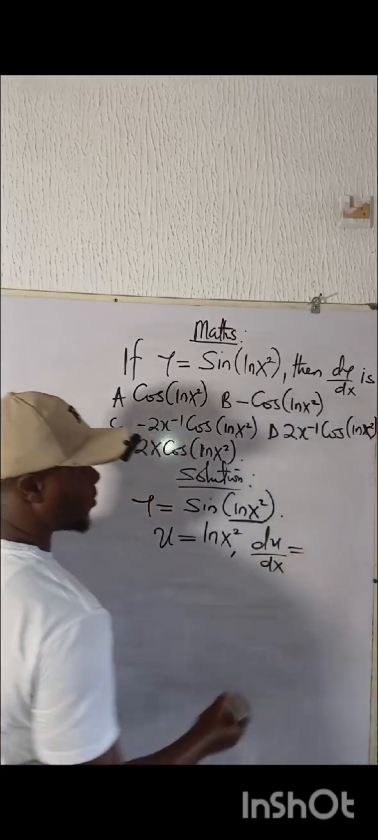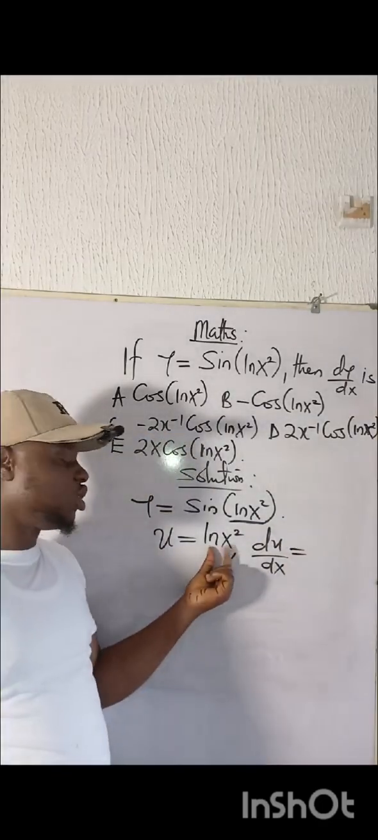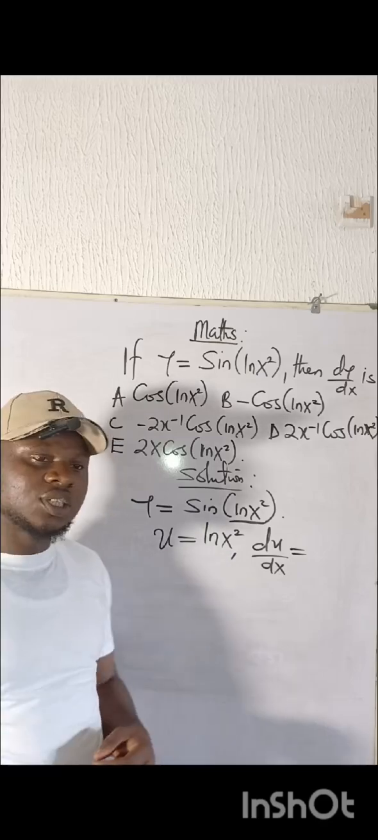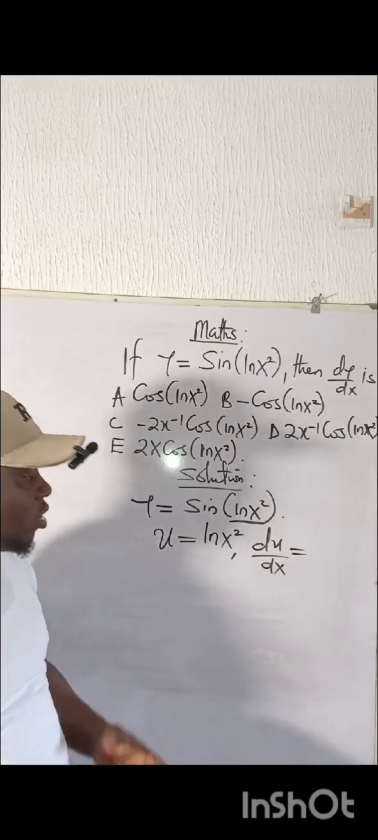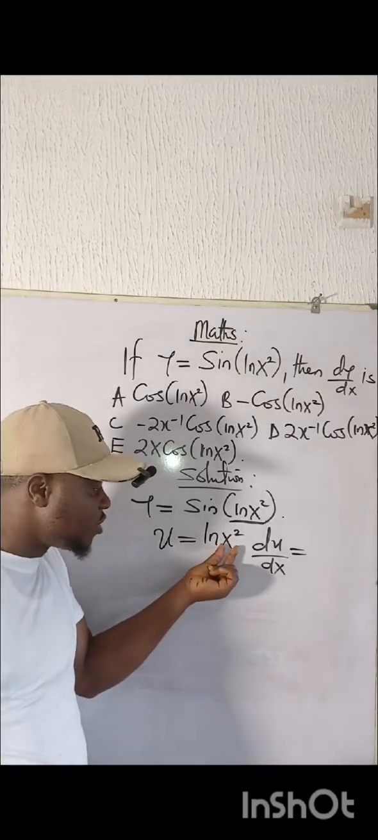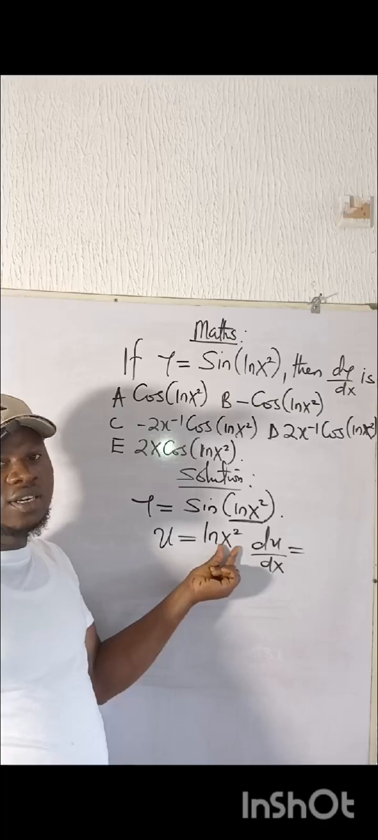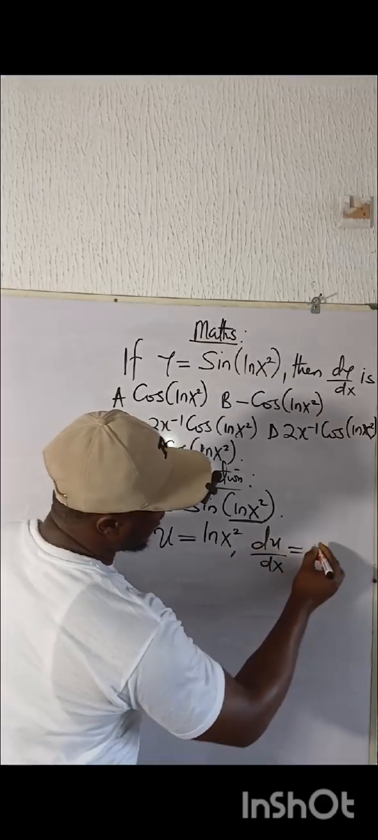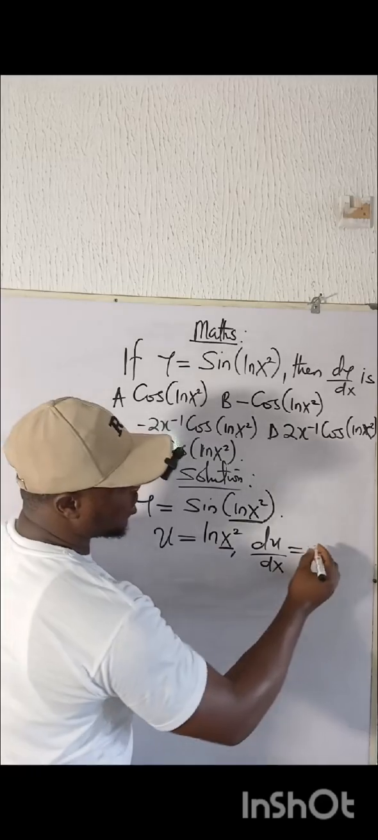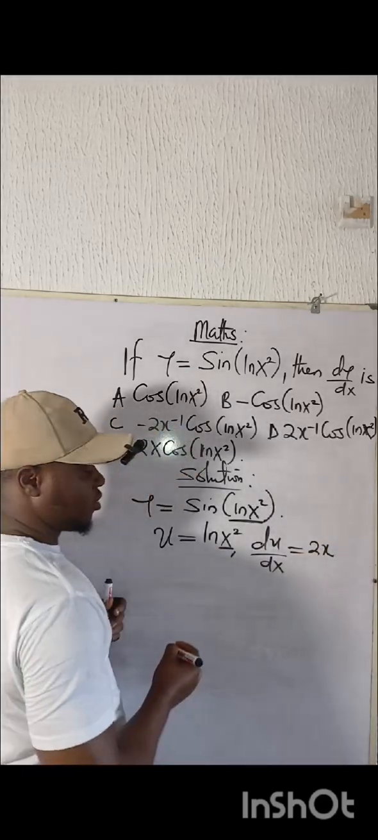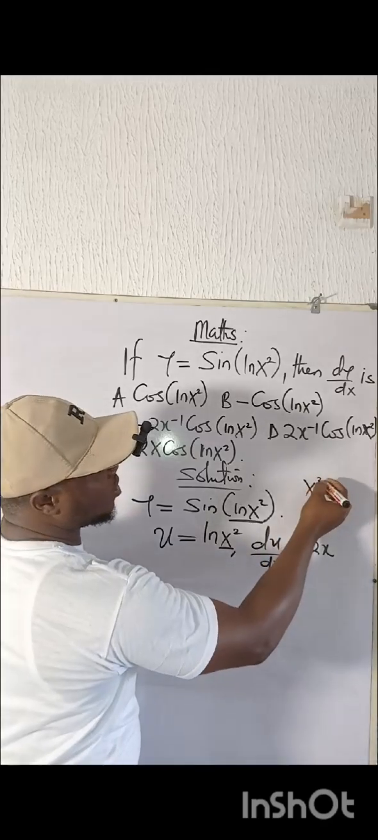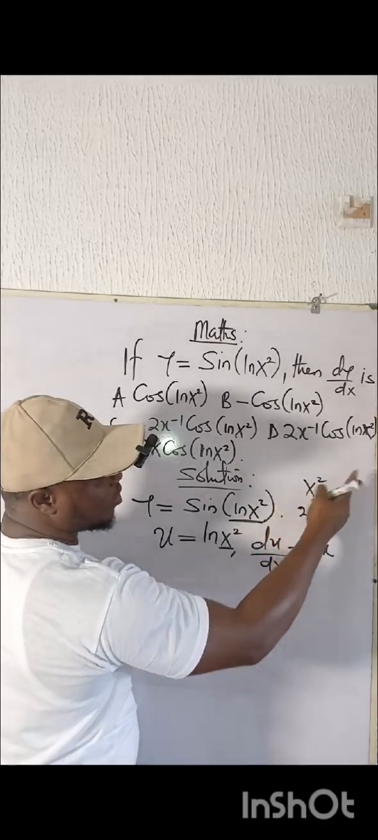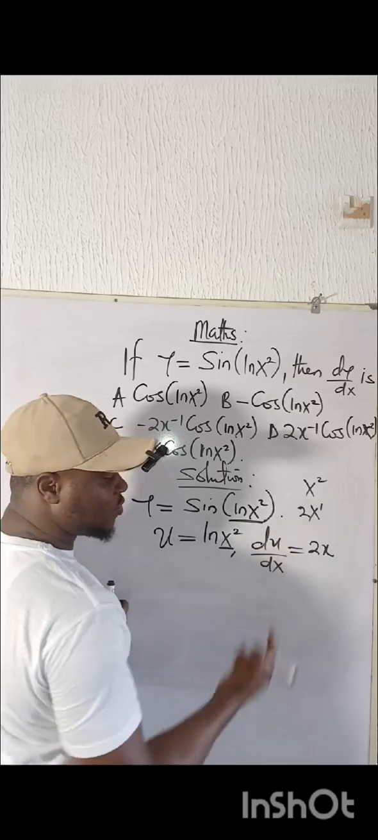To find u with respect to x, it means that we are going to differentiate this function. I told you in one of my videos that whenever you are differentiating the ln of any function, the short way of doing that is to differentiate the function you are seeing here, divided by the function. So to differentiate x squared, we are going to have 2x, because we have x squared, so bring out the 2, and x to the power 2 minus 1 is 1. So we have 2x.